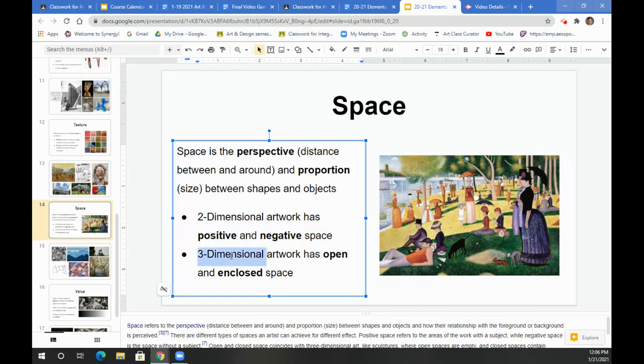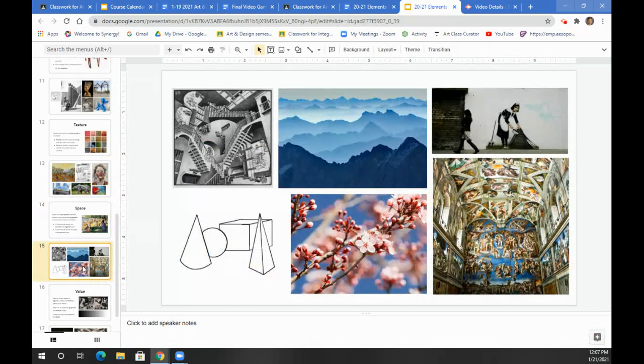In a three-dimensional artwork, it has open and enclosed space. So if this figure was standing in reality here, this would be the enclosed space, and this would be the open space. These examples focus primarily on the two-dimensional example of positive negative space.